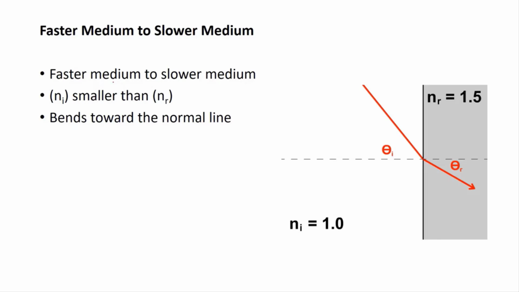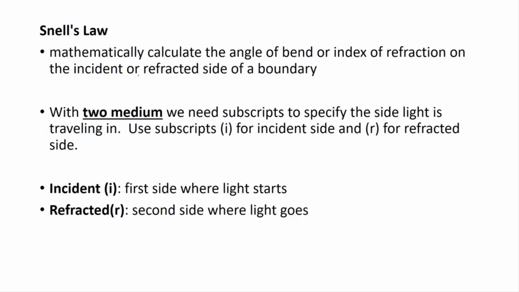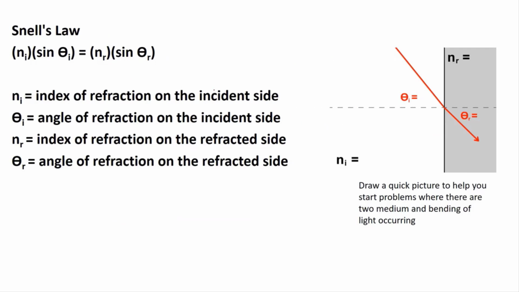Now, faster medium to slower medium in this case. We have faster here because n is less. And so therefore we're going to have a bending towards the normal line. So it's kind of bending inwards as it goes into the new medium. We're using subscripts here, like I said earlier: the incident and the refracted side, incident being the starting, refracted being where it's going.